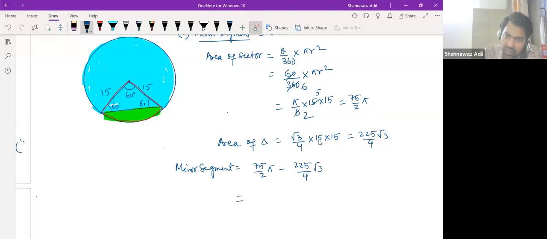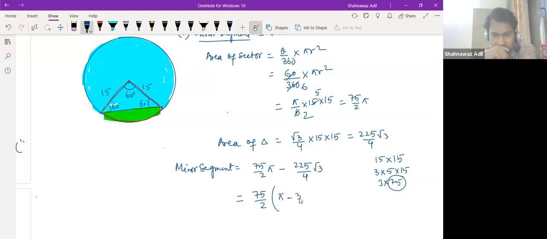So we know that this is 15 into 15, right? So 75 we can take common. By 2 is also common. Pi minus this is 15 into 15 root 3, so this is 3 into 5 into 15, so this is 3 into 75. So if I take 75 common, this is 3. 3, right? And then we have 3 by 2, right?